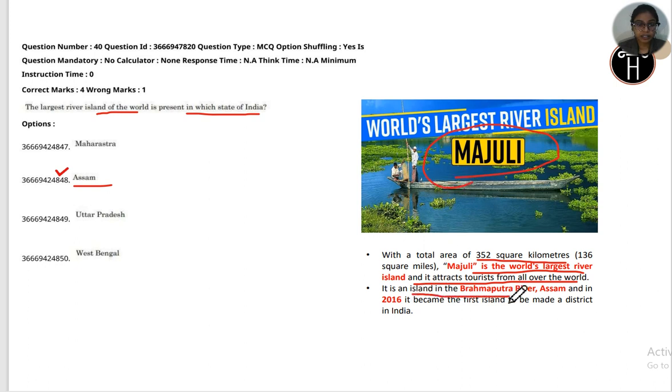It is an island in the Brahmaputra river, Assam. This island lies in the Brahmaputra river. In 2016, it became the first island to be made a district in India. The most interesting part is that this island itself is a complete district, named as a district in 2016. Fine. So the important thing is Majuli, which is in Assam, and it lies in the Brahmaputra river.